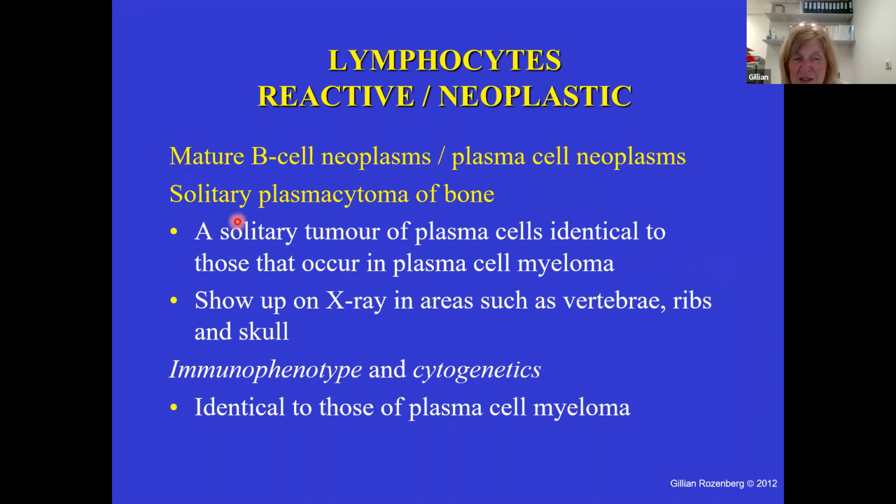So now this is interesting. This is a solitary plasmacytoma of the bone. Now you remember in the myeloid cells when we talked about a myeloid sarcoma, this is the same sort of thing happening in the B cells, a plasmacytoma. So it's a solitary tumor of plasma cells identical to those that occur in plasma cell myeloma. They show up on X-ray in areas such as the vertebrae, the ribs, and the skull. And the immunophenotyping and the cytogenetics are identical to those of plasma cell myeloma.